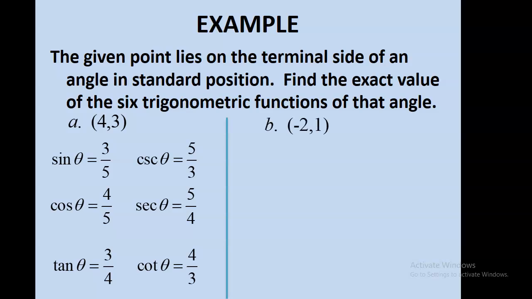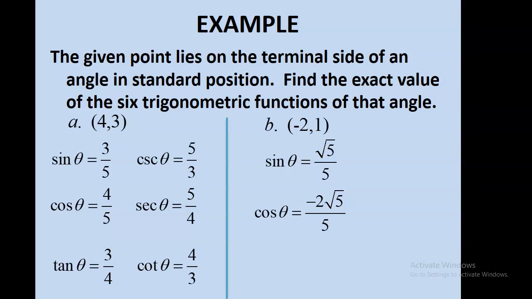Say we have a point (-2, 1). That is going to be located in quadrant 2. So our x coordinate is -2, our y coordinate is 1. We would do the Pythagorean theorem, and we would get that r is square root of 5. So for our sine, we'd have 1 over square root of 5, and that becomes square root of 5/5. Cosine is going to be -2 over square root of 5, and that becomes -2 square root of 5/5.